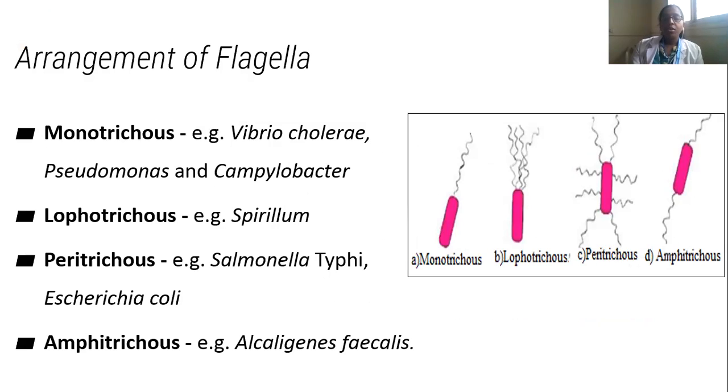Based on the arrangement we have monotrichous, lophotrichous, peritrichous and amphitrichous flagella. Monotrichous is seen in Vibrio, where the flagellum is only at one end. Lophotrichous is seen in Spirillum, peritrichous in Salmonella typhi or E. coli, and amphitrichous in Alcaligenes faecalis. So peri is all around, lopho is at one end, amphi is at both poles.